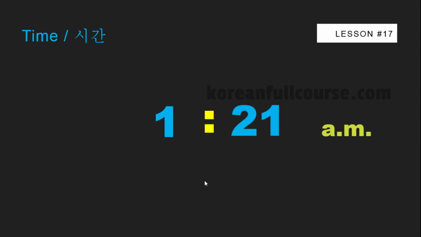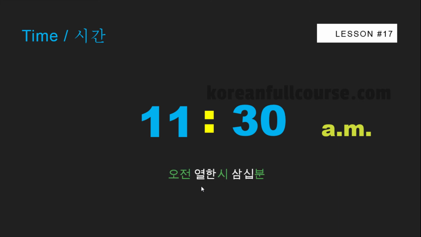Okay, try to say 1:21 a.m. in Korean. 오전 1시 21분입니다. 한, not 하나, okay? One more example. How would you say 11:30 a.m.? You can say it in two different ways. 오전 11시 30분 or 오전 11시 반. 반 is a half. In this case, you don't need to say 분, okay?